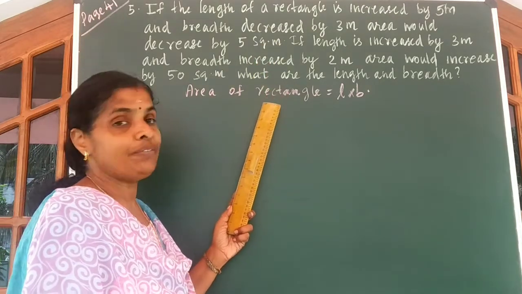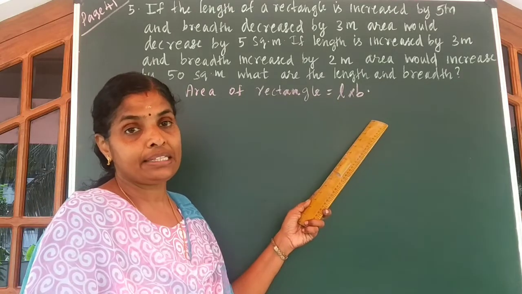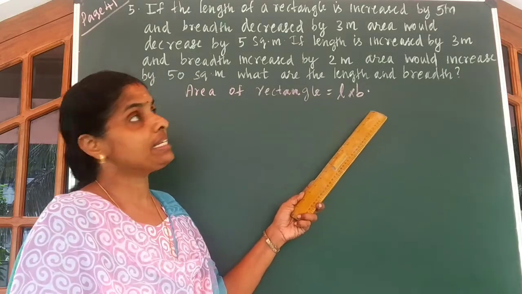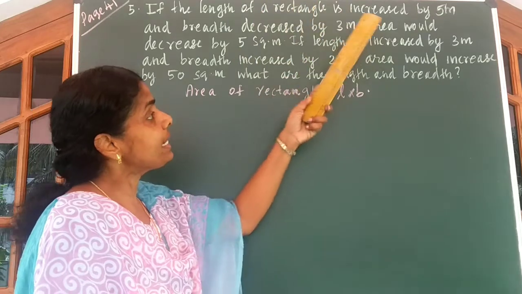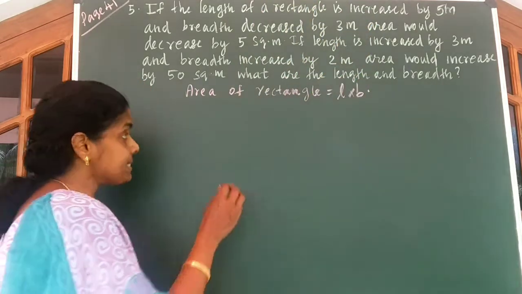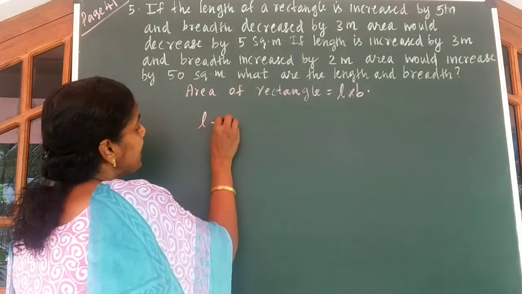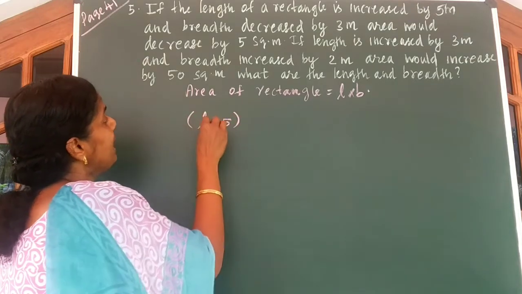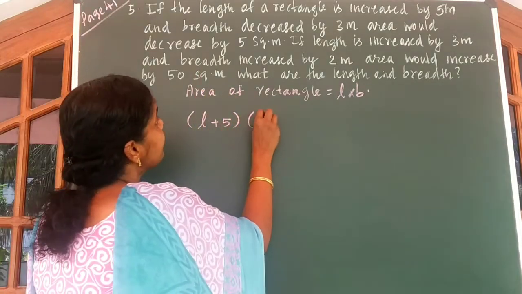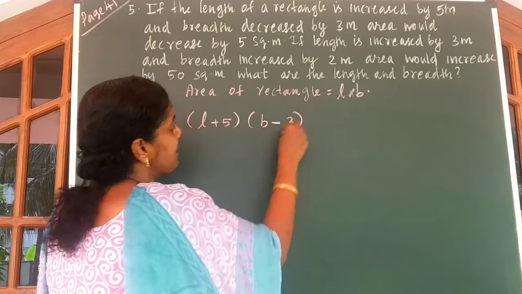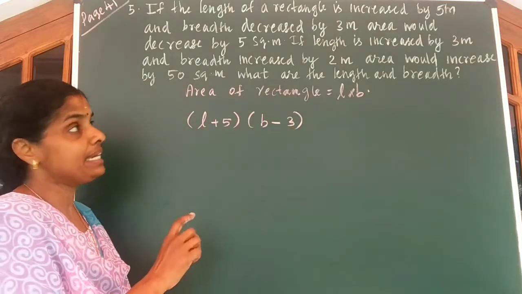We know the area of a rectangle is equal to length into breadth. Use the given condition now. When length is increased by 5 meter, what happens? Length becomes L plus 5. And what happens to the breadth? Breadth is decreased by 3 meter. So I wrote B minus 3.